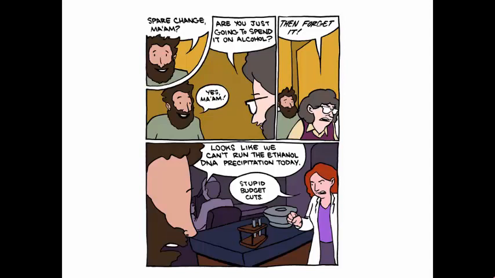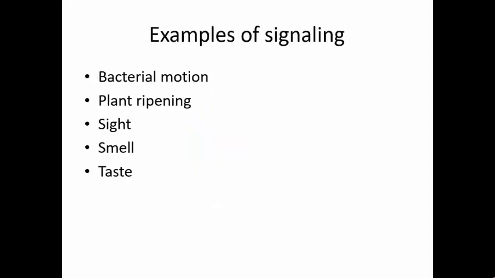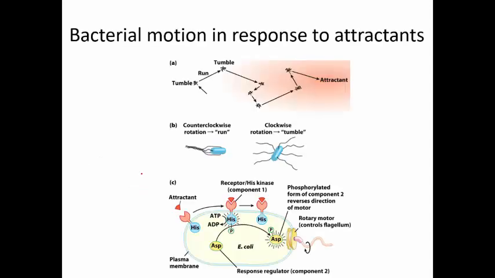This is the fourth and last video for chapter 12, and as mentioned, we're just going to be going through a few other pathway examples. So the first two of these are bacterial motion and plant ripening, and they are not going to fit neatly into one of our 6 categories because those are human signaling pathways. And then we're going to talk about the human senses, sight, smell, and taste, which do.